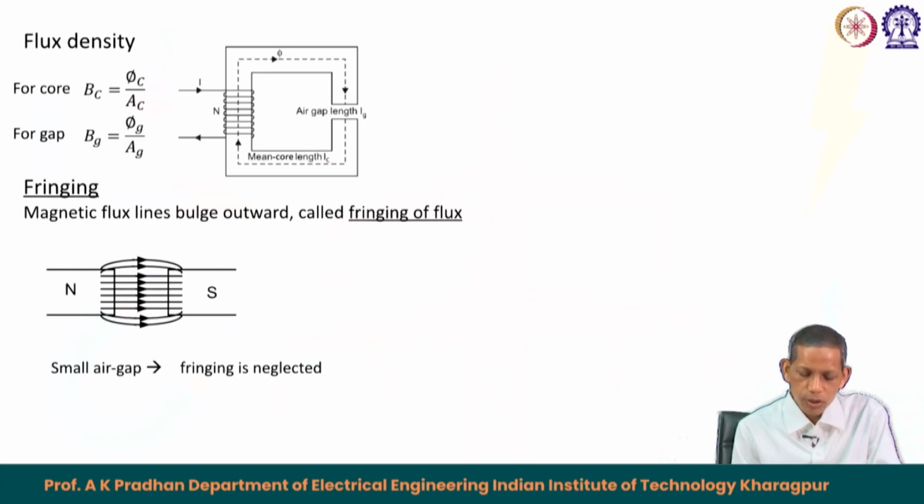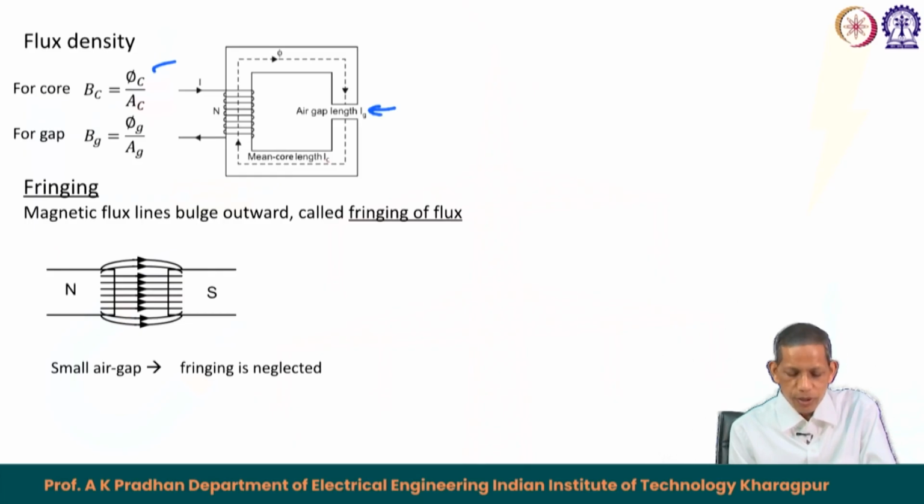From this we can also find the corresponding flux density. Once you know the flux phi in this path, the flux density B_c equals phi_c upon A_c, and the flux density in the gap becomes B_g equals the same flux phi_g crossing the gap upon the corresponding cross-section area A_g.